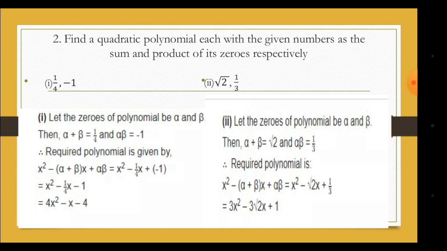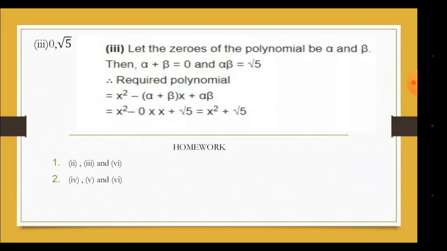See the third one also I have taken here, alpha plus beta equal to 0 and alpha into beta equal to root 5. Similarly, you have to take the polynomial x square minus in bracket alpha plus beta into x plus alpha into beta. Replace here the values. So we get x square plus root 5. So your required polynomial is what? x square plus root 5. So in this way you have to solve the remaining.